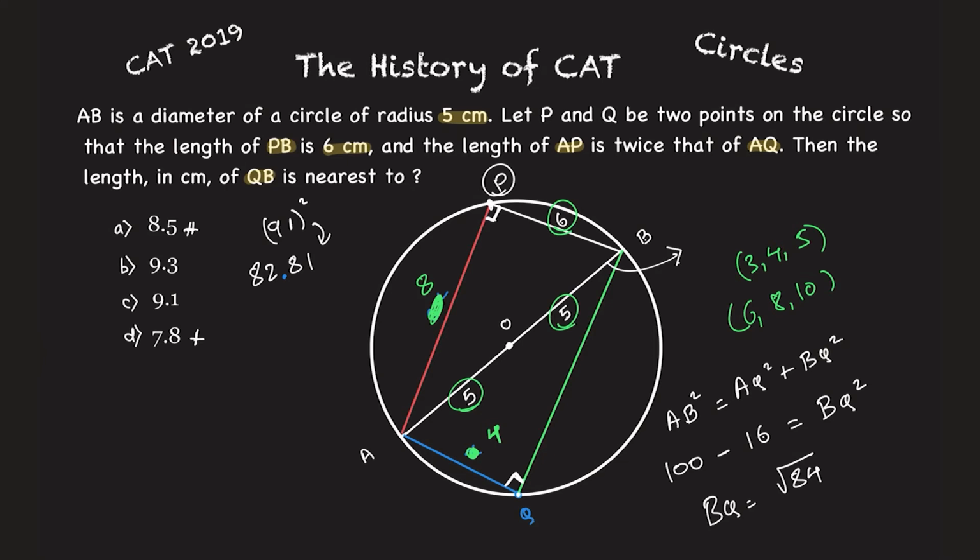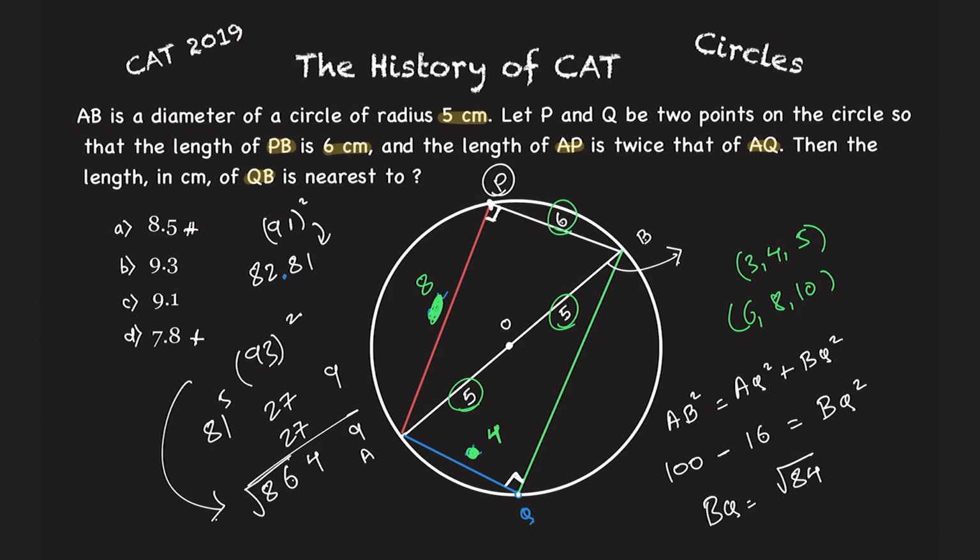Let's solve it for 93 as well. What will be 93 squared? 9 squared is 81, 9 into 3 is 27, and then 3 squared is 9. Write it one more time. This is 9, 27 plus 27 is 54, 81 plus 5 is 86. 8649 is your 93 squared. So the square root of 8649 will be close to what, your 9.3.